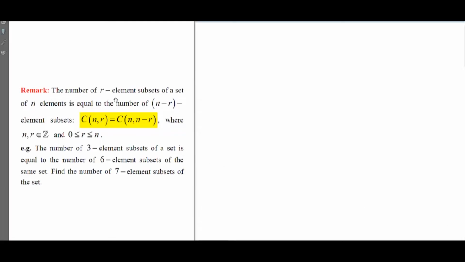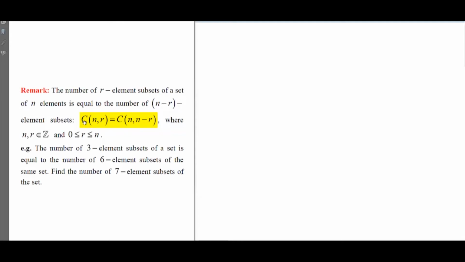You remember that the number of r-element subsets of a set of n elements is equal to the number of n minus r element subsets. I want to show it by an example. If the total number of elements in a set is 6, then the 2-element subsets of these 6 elements, and the 6 minus 2, which is 4-element subsets of this set, are also equal in number. Why? As you see here, it's shown. So let's calculate them.